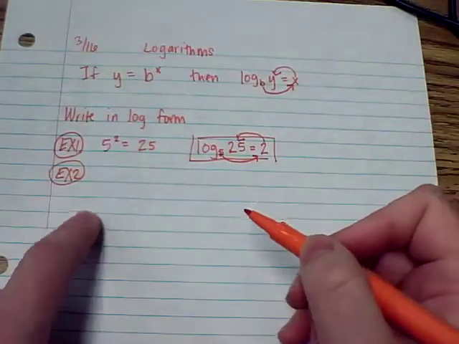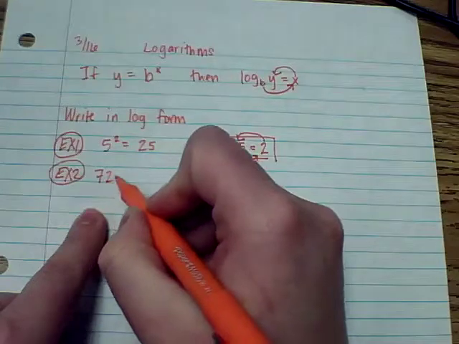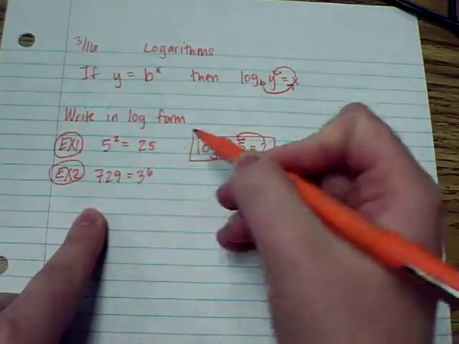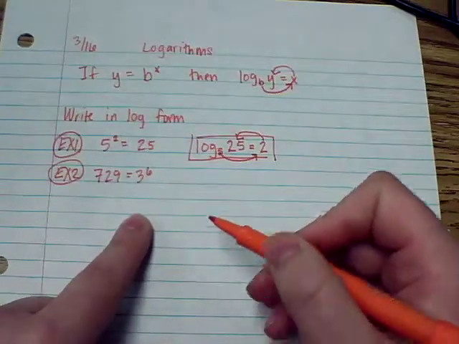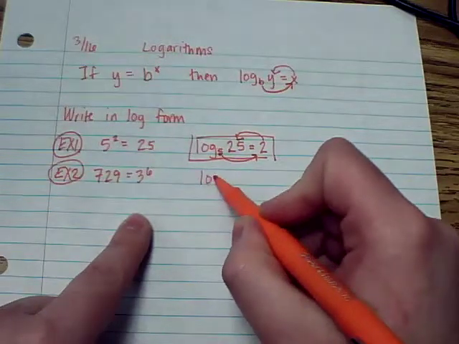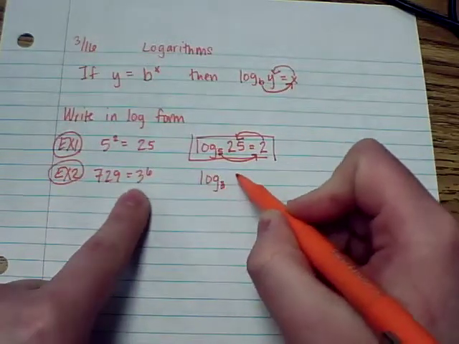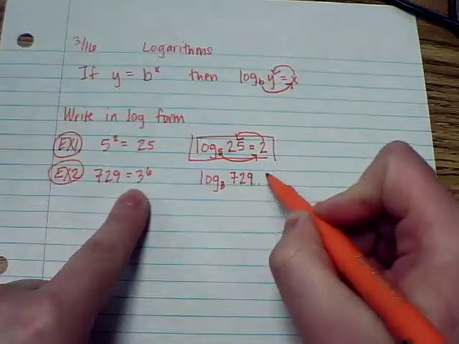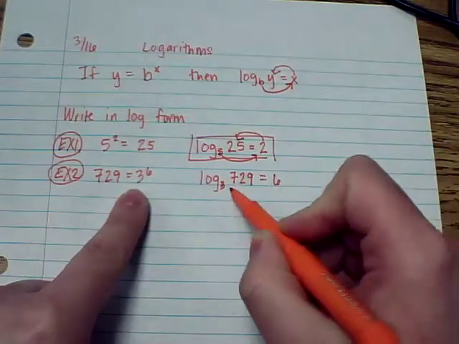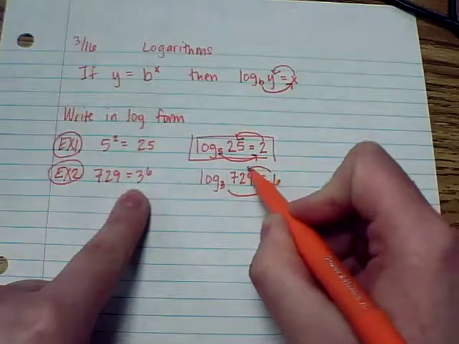That's what it wants. So if I had 729 equals 3 to the 6th power, same thing, it's just written in the other order. So log base is 3. The answer equals the exponent. So 3 to the 6th power equals 729.